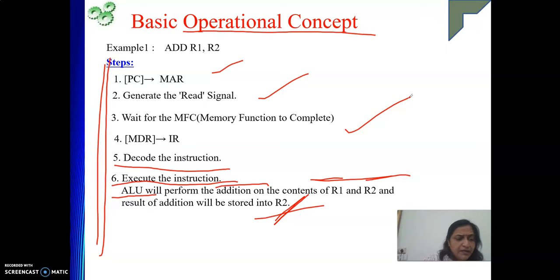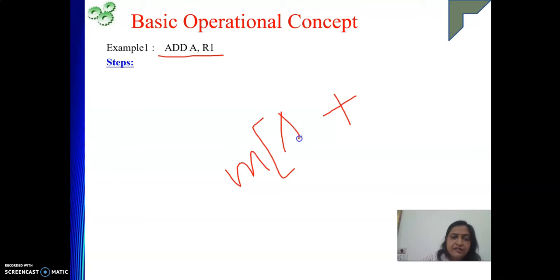Now I'll go to the next instruction. Another kind of instruction: add A comma R1. Here, what I am doing? Here also I am performing add. Where are my operands? One is in memory, whose address is represented by symbolic name A.